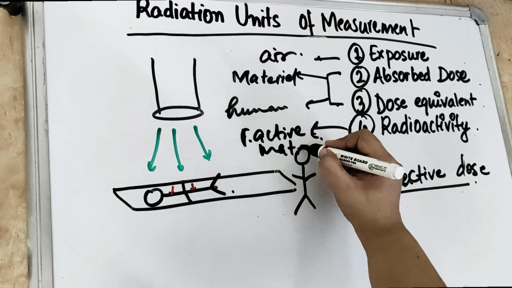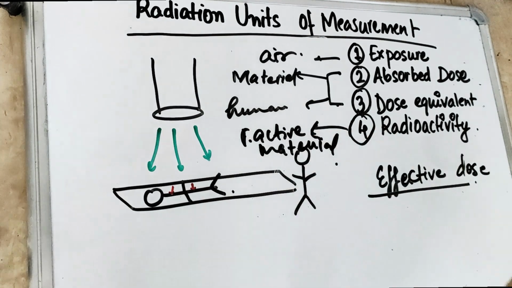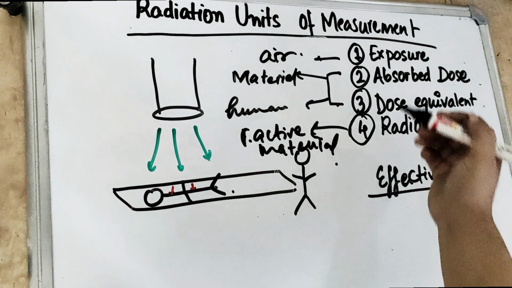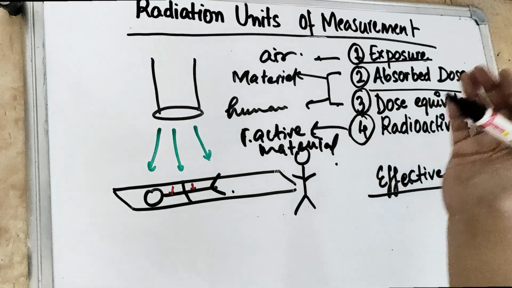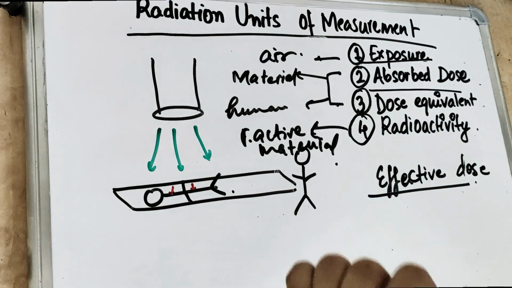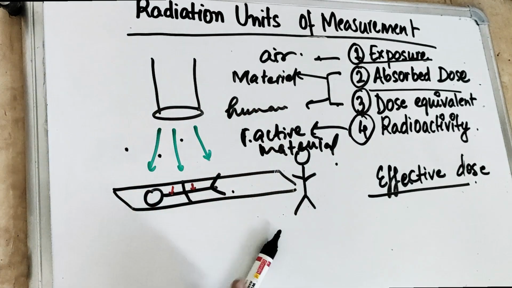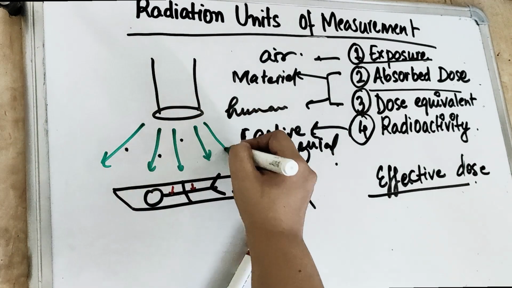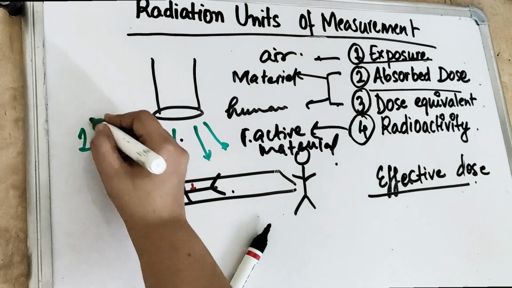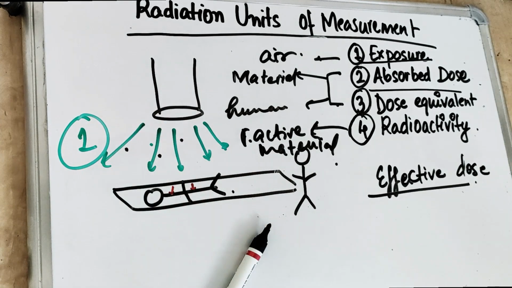Now I hope that you are clear with all these things, because it is very important to understand them before learning the units which are used to measure. Before learning the SI unit and the traditional unit, we should know what these terms are. So basically, what is exposure? Exposure is the radiation intensity in the air. So the radiation which is in the air is our exposure.